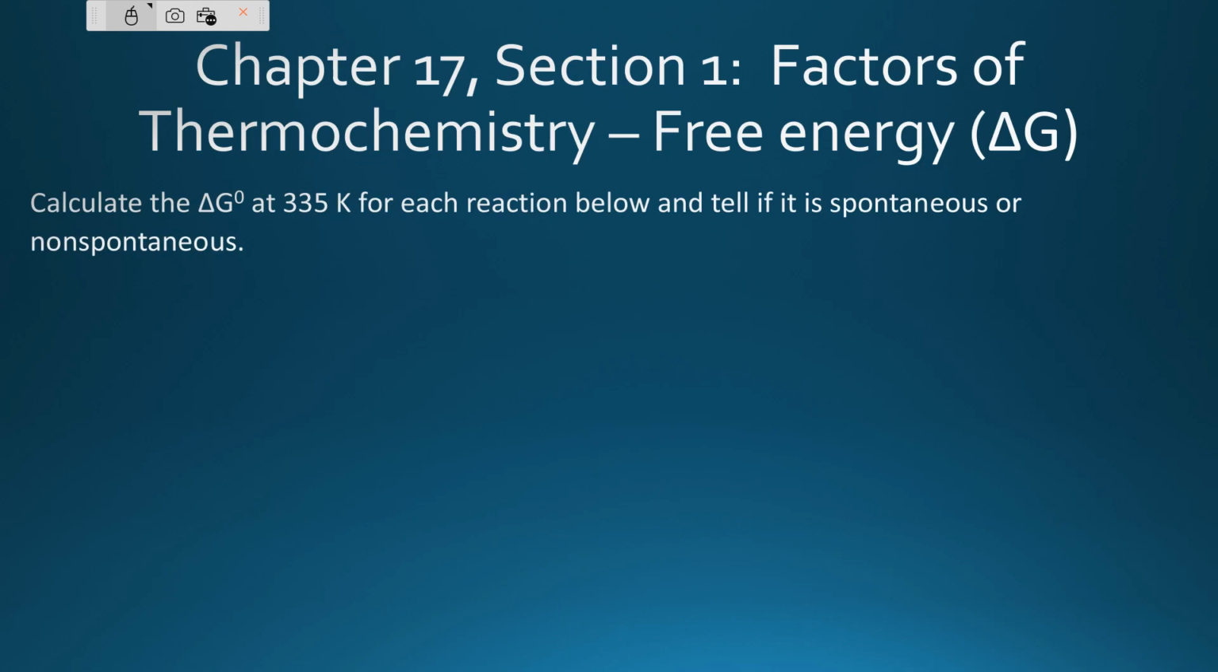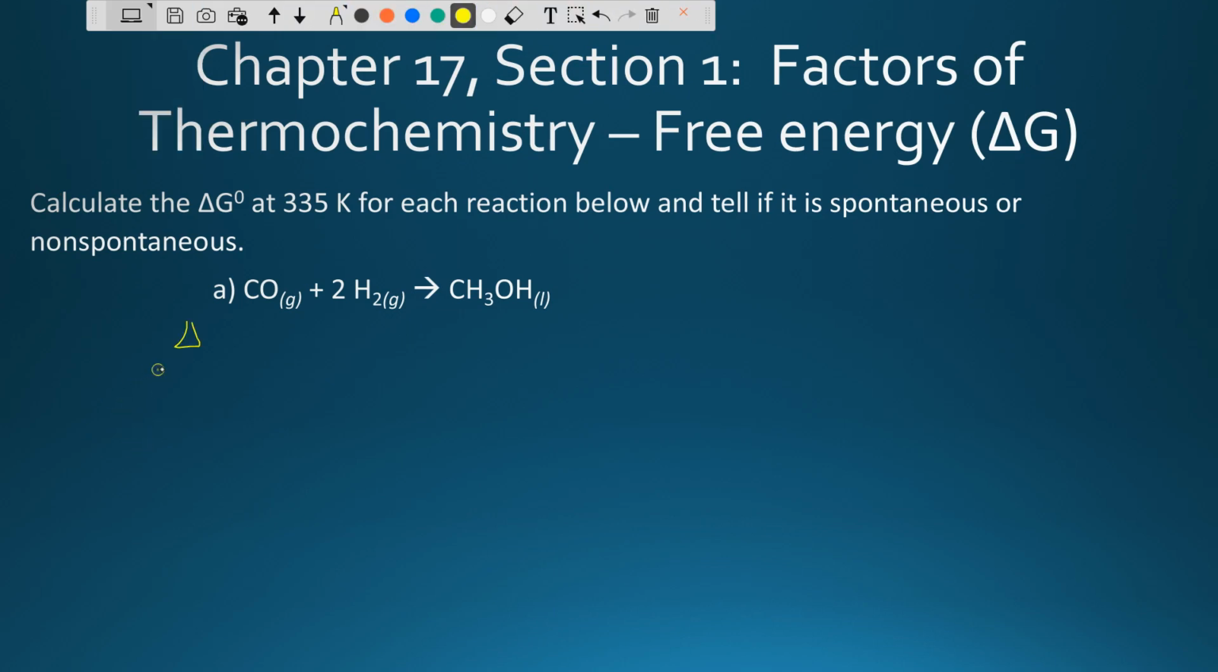We take a look at 335 Kelvin. We're going to see if it's spontaneous or non-spontaneous. Okay, I'm just going to go the fast route, just using those tables. I'm going to get my delta H of formation. That's going to equal negative 238.70 minus negative 110 plus 0, because this is the elemental state. That will give me negative 128.2 kilojoules.